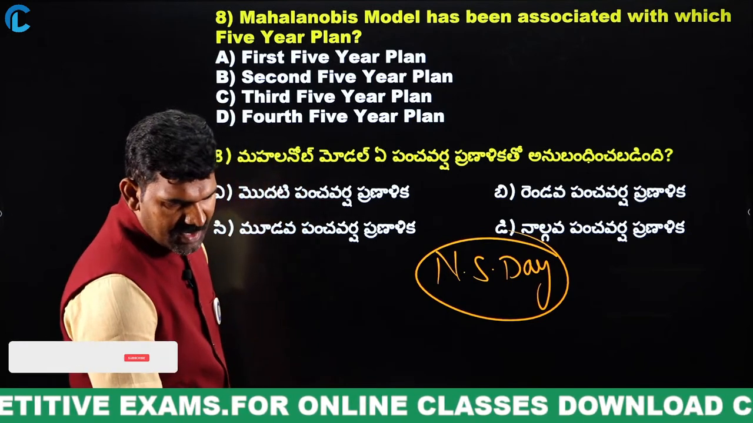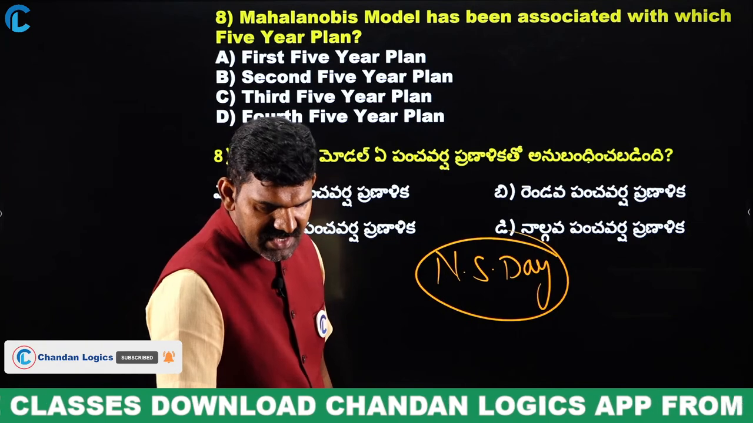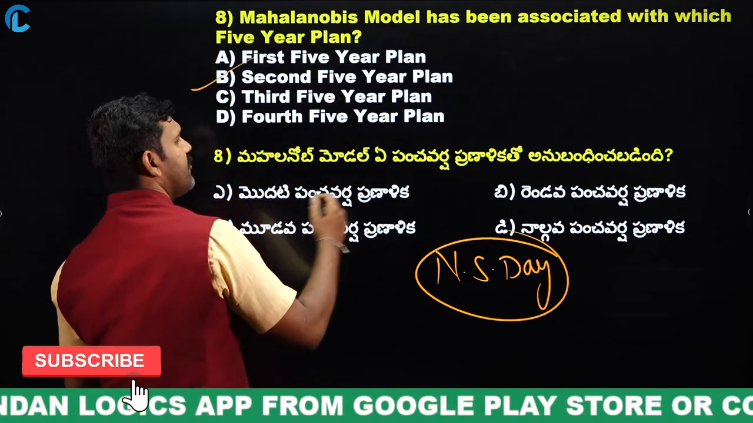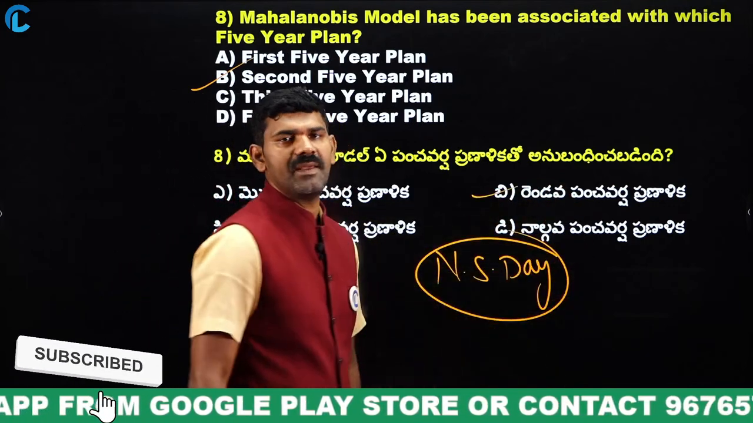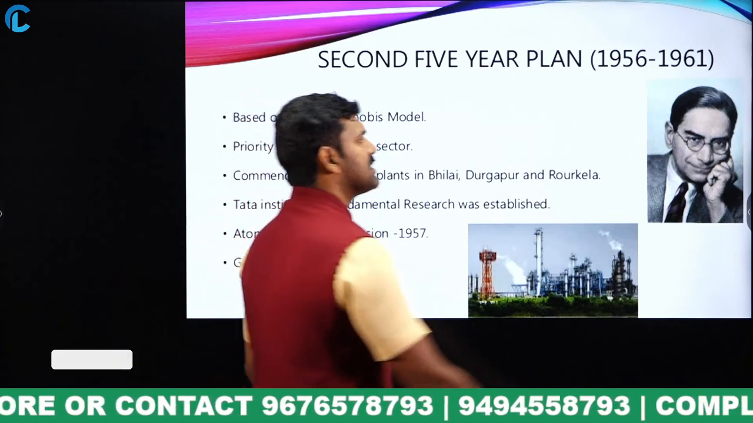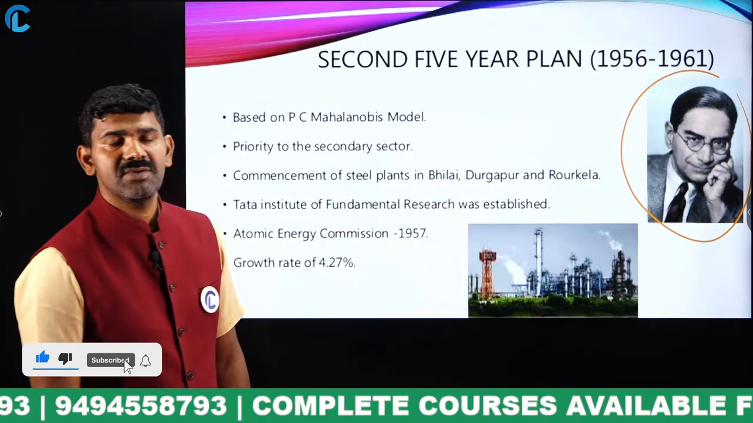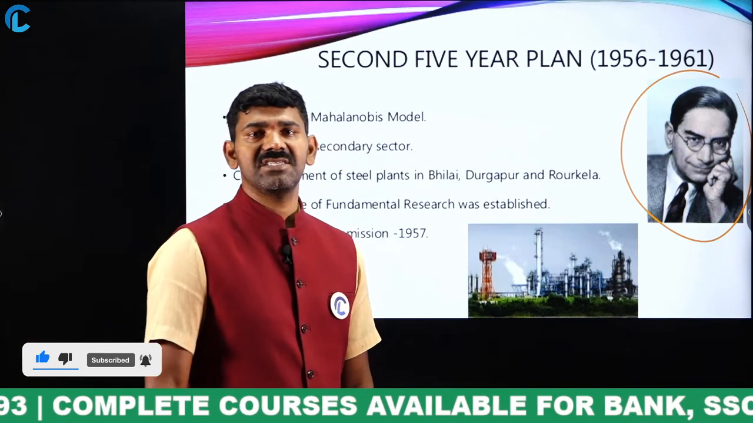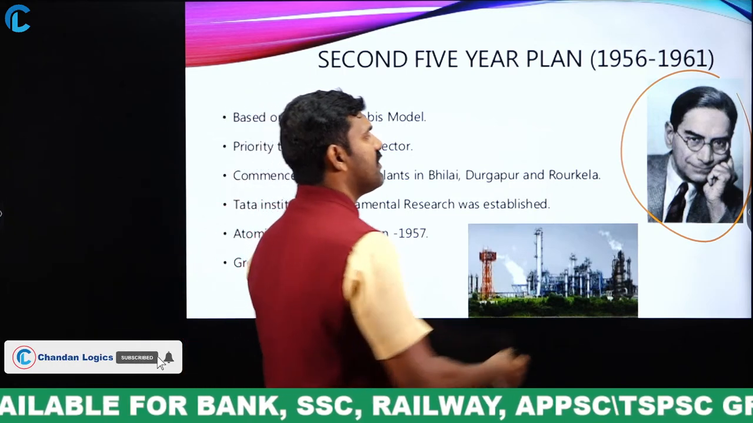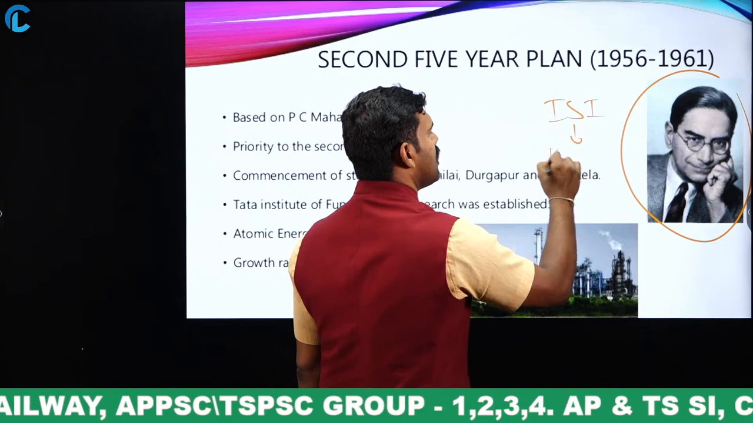Superb. Sanjay Rani has given the right answer and Nani also has given the right answer. Super and very good. The right answer is nothing but second 5-year plan. Very, very important. So Prasanna Chandra Mahalanobis. He is one of the greatest statisticians that India has ever produced. He is a person who is responsible for the establishment of the Indian Statistical Institute, which is present in Kolkata.